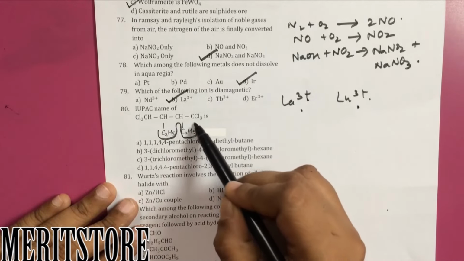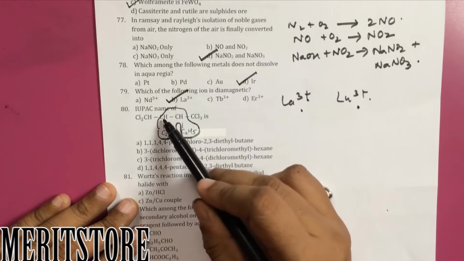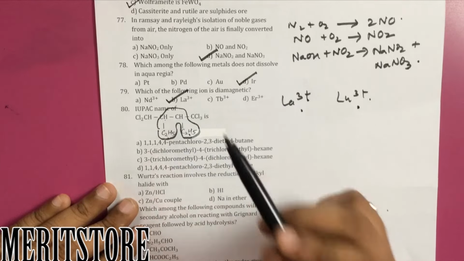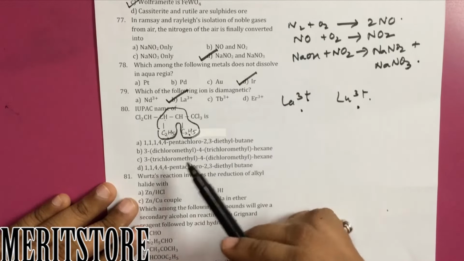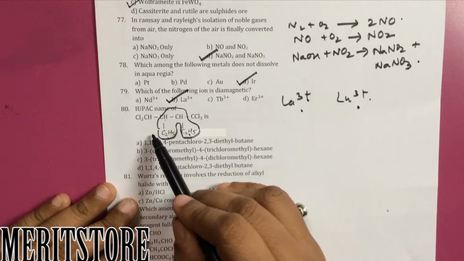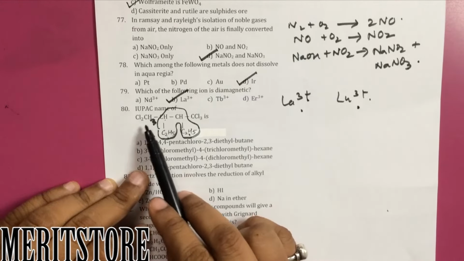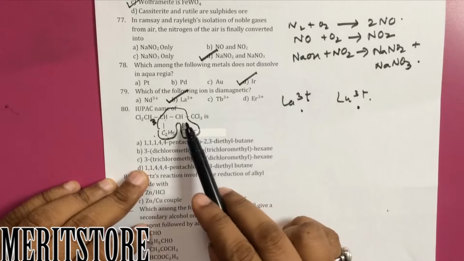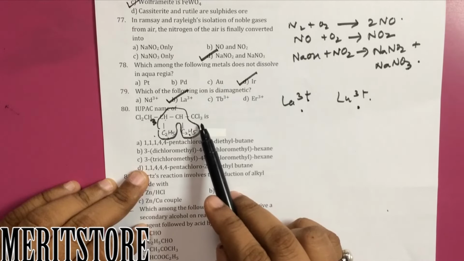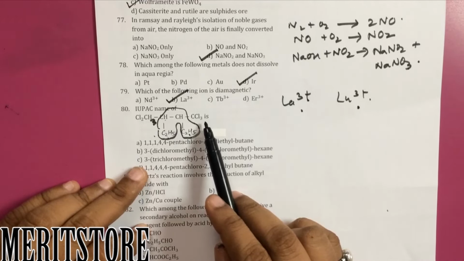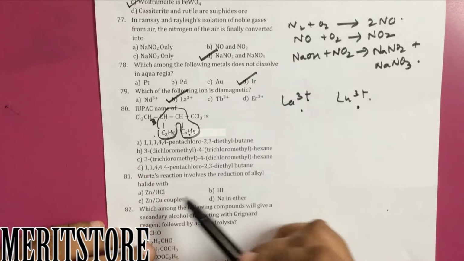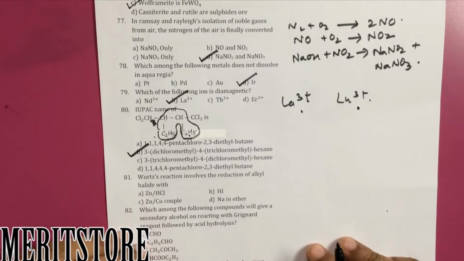In this case, this will be the long chain containing 2, 4 and 2, 6 carbons in the long chain. Now here, if I number 1, 2, 3, this will be 3-dichloromethyl, 4-trichloromethyl hexane. Therefore, the answer to the question is option B.